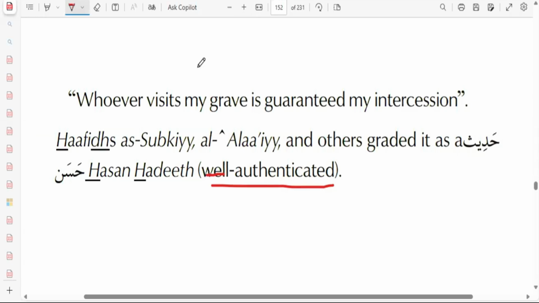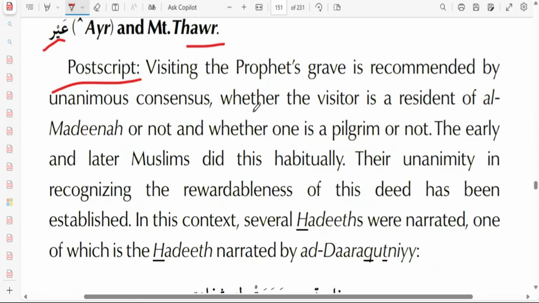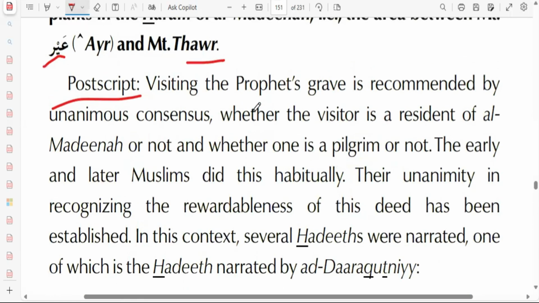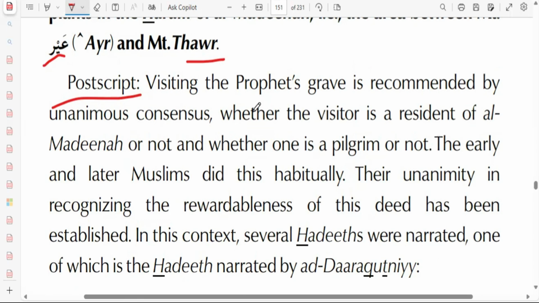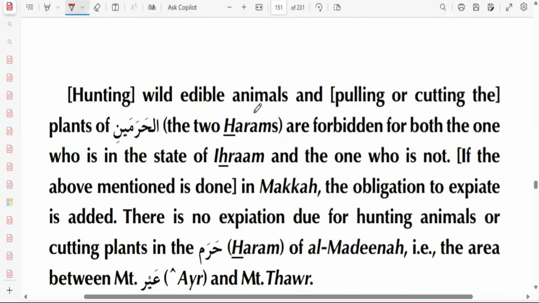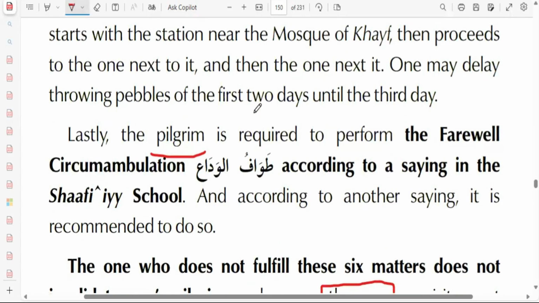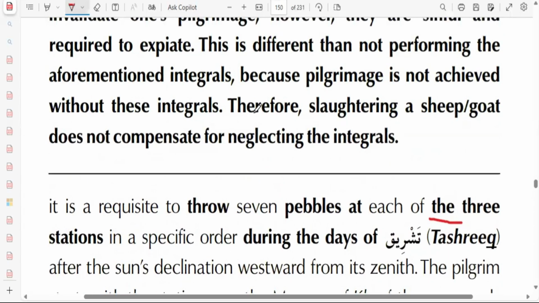Question. So if one is not in the state of ihram, it is still unlawful for them to hunt the animals in the haram and to pull out the trees in the haram. And if he does it in Mecca, he has to do an expiation. But in Medina, there's no expiation. It's just haram. And if you notice here, all of what we just read, still something is missing, which is what is the expiation for doing any of the haram things?